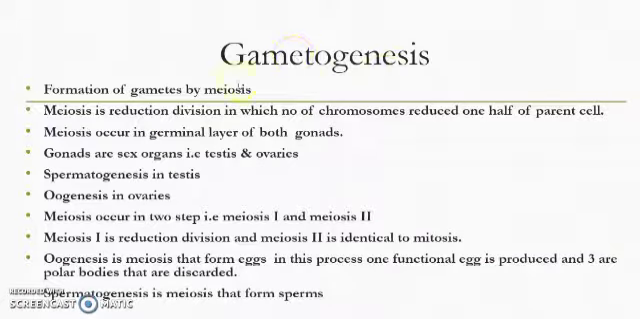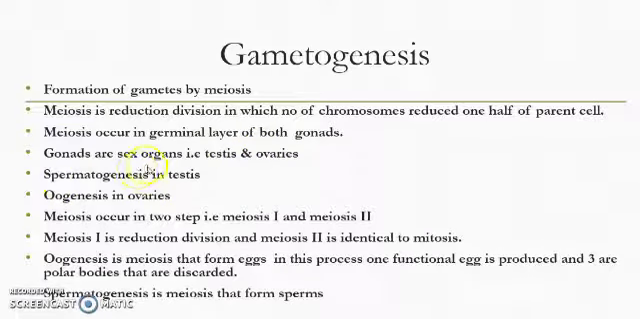This is gametogenesis, meaning the formation of gametes. Process is meiosis. Meiosis is a reduction division in which the chromosome number is reduced to one half of the parent cell. The product of meiosis is 4. The product of mitosis is 2. Meiosis occurs in the gonad and germinal layer. The germinal layer are the cells that produce the sex cells, that is the egg and sperm. Sex organs are gonads, that is testes and ovaries.